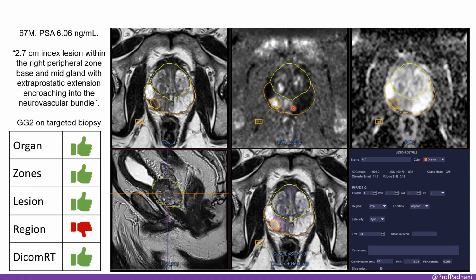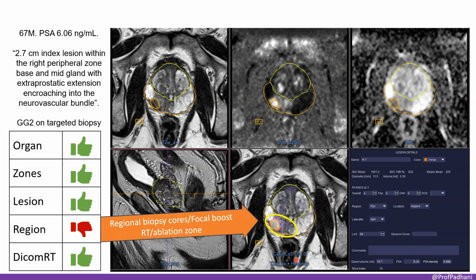Here's an example of what a typical AI output might look like on a workstation. You can see the software has segmented the whole gland and zones. It has detected a suspicious lesion, provided quantitative data like ADC values and volume, and assigned a PI-RADS category or likelihood score. Importantly, note the arrow pointing towards regional biopsy core's focal boost RT ablation zone. This highlights how the AI-generated lesion delineation can directly inform biopsy targeting or planning for focal therapies.